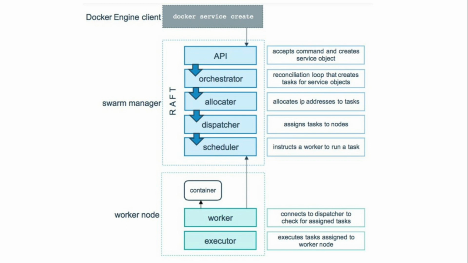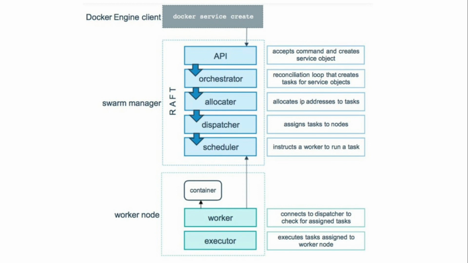And then we have the orchestrator, which basically creates the tasks for the service objects. And then we have the allocator, which basically allocates the IP addresses to various tasks. And then we have the dispatcher, which basically assigns a particular task to a particular node, which means nothing but the worker node. And finally, we have the scheduler nodes. And this particular component basically instructs a worker node to run a particular task.